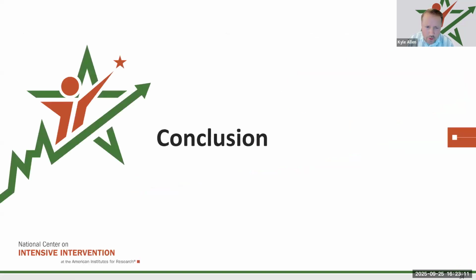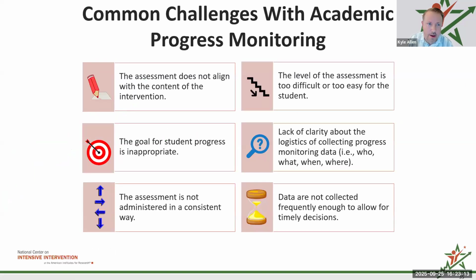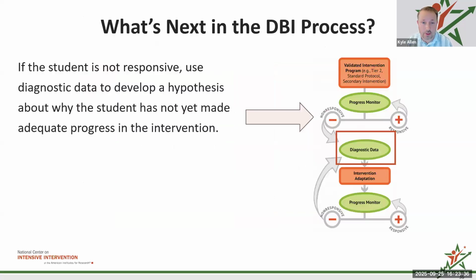Okay. I'm going to go through these pretty quickly because I want to save some time. Common challenges with academic progress monitoring, there's a few of them here. Assessments not aligned with the content of the intervention. We see that. Level of assessments too difficult. The goal for the student is inappropriate. Lack of clarity. The assessment's not administered in a consistent way. We briefly touched on that. Or data are not collected frequently enough to allow for timely decisions.